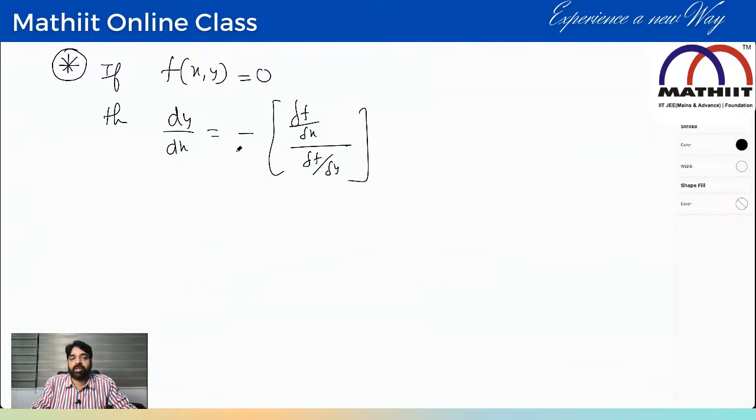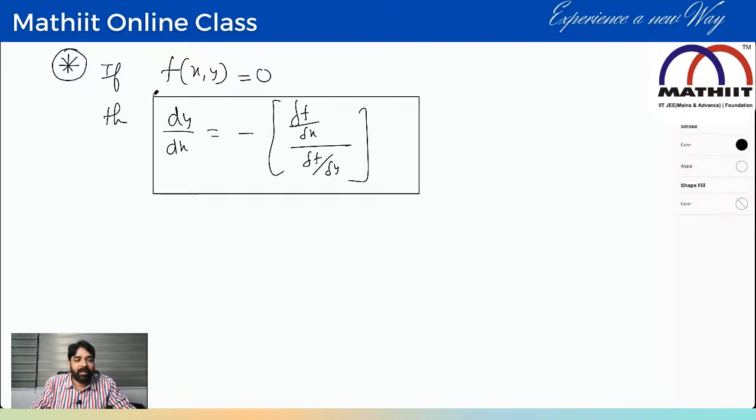The minus sign should be outside. Do not ask me the proof and all. It's beyond your syllabus, and I don't want to go into this. This is the formula. It's a main time saver, and it will be very helpful for you. Let me explain with a simple question.